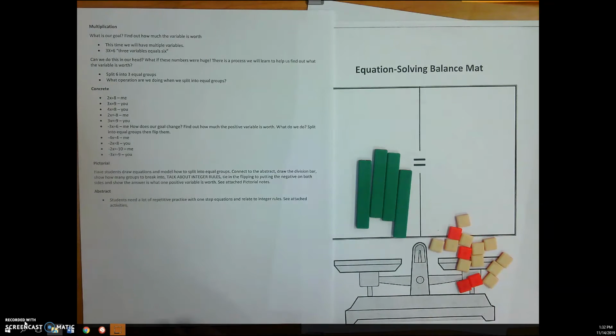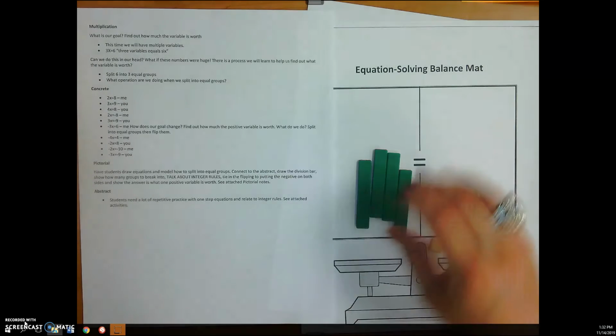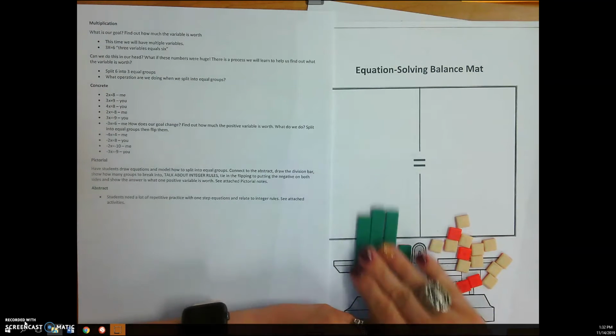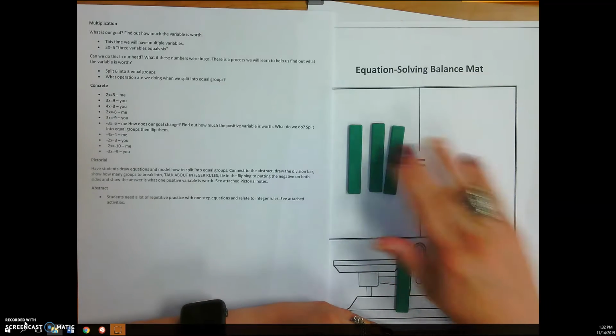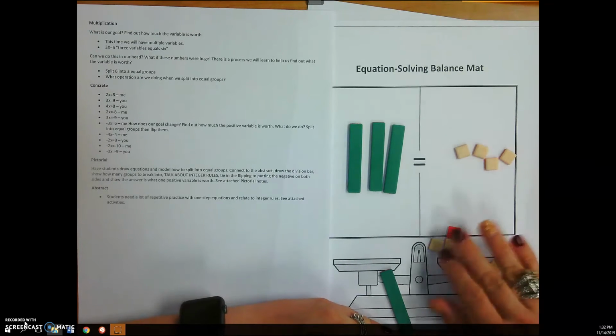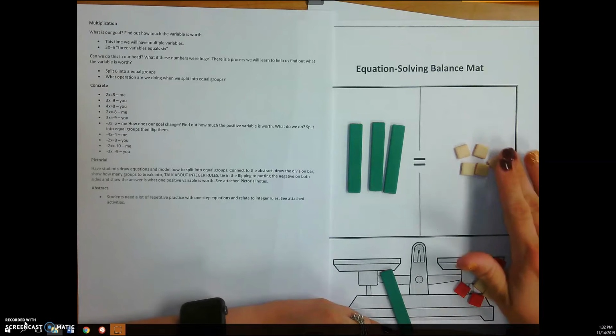Whenever we are doing multiplication, we still have the same goal, which is to find out what the variable is worth. And this time we will have multiple variables. So we will ask our students, or just model for our students, 3 variables equals 6. So this time we have multiple variables. 3 variables equals 6. Okay.